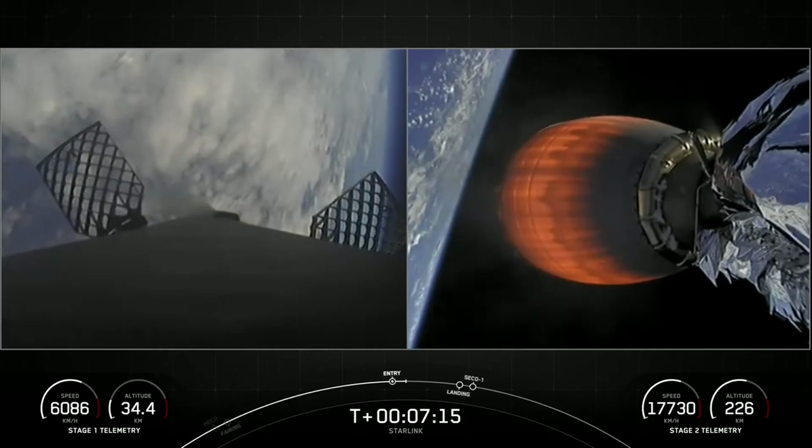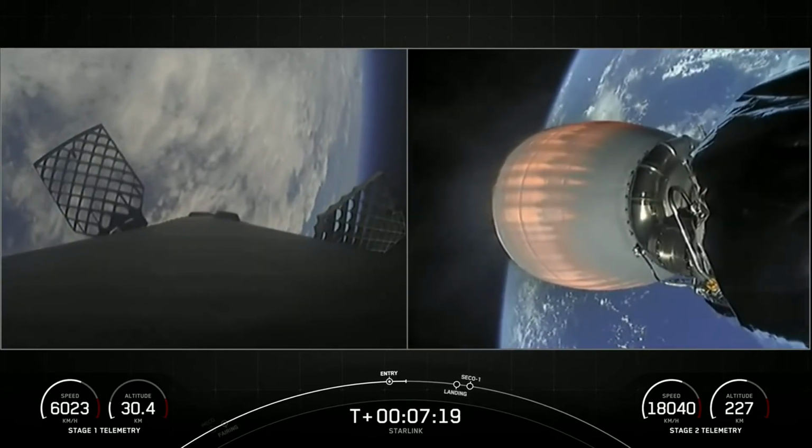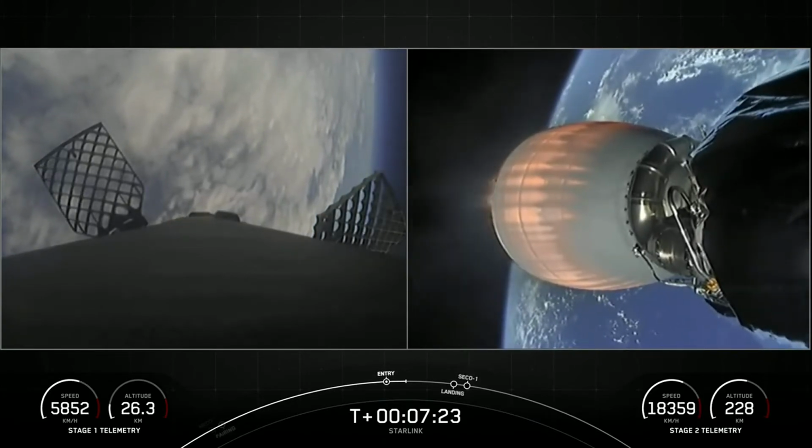And there you can see as the engines shut down, both stages continue to follow nominal trajectories. That concludes the entry burn and also good callouts for nominal trajectories.